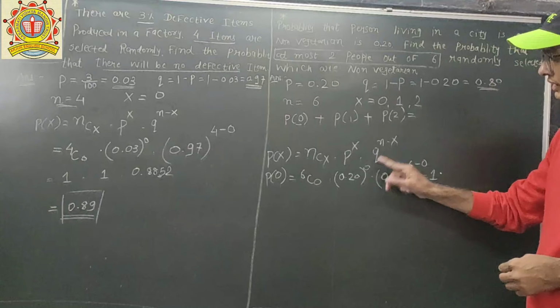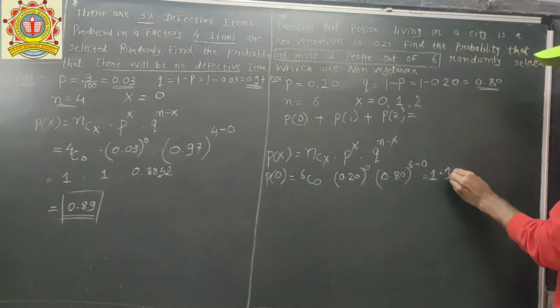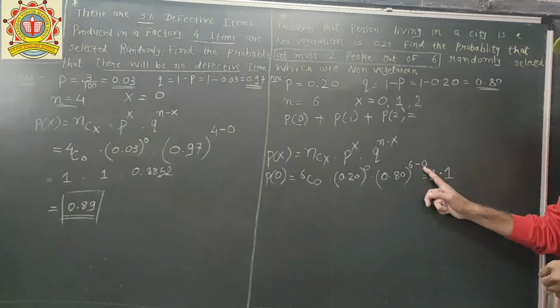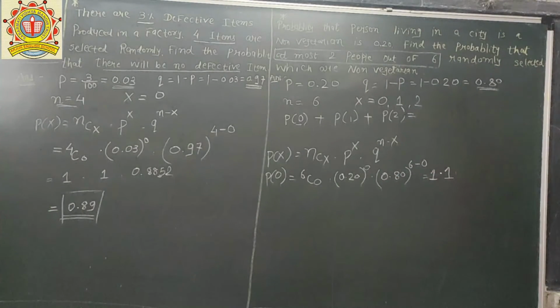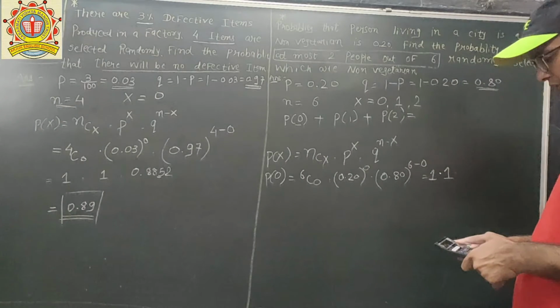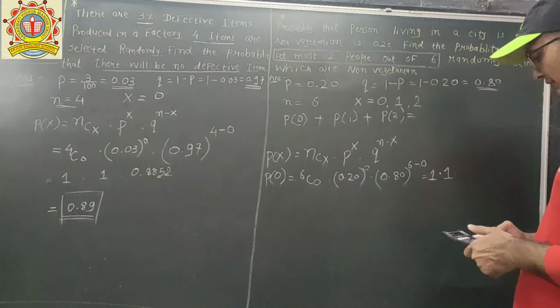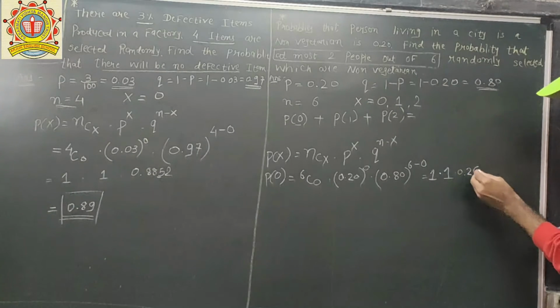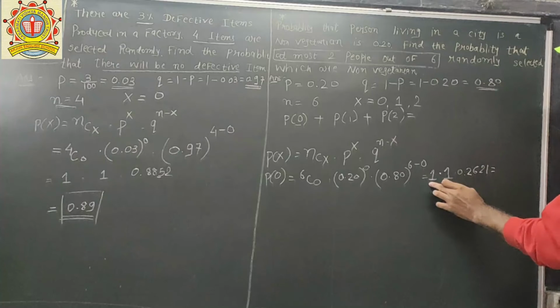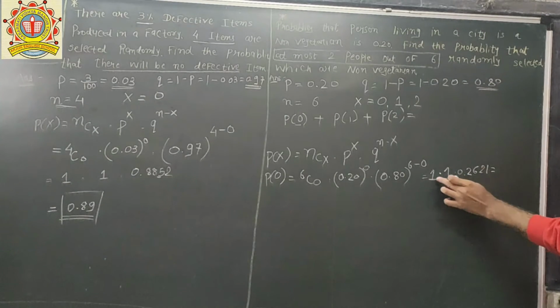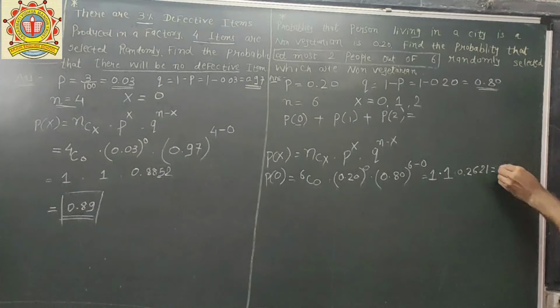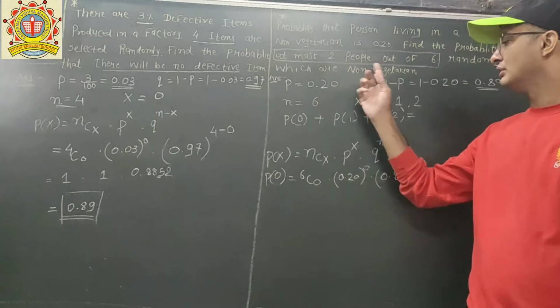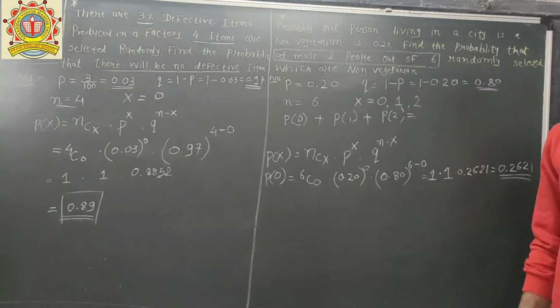0.20 raised to 0 is again 1. And 6 minus 0 is 6, so 0.80 raised to 6 comes to 0.2621. So 1 into 1 into 0.2621, the final answer is 0.2621. This is the probability of having 0 people out of 6 who are non-vegetarian.